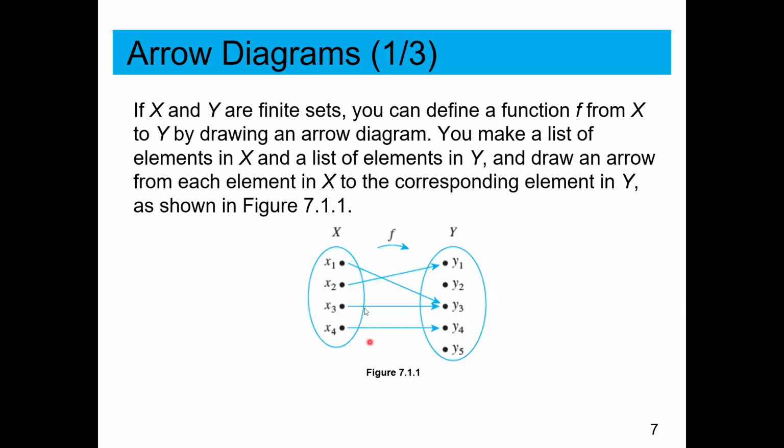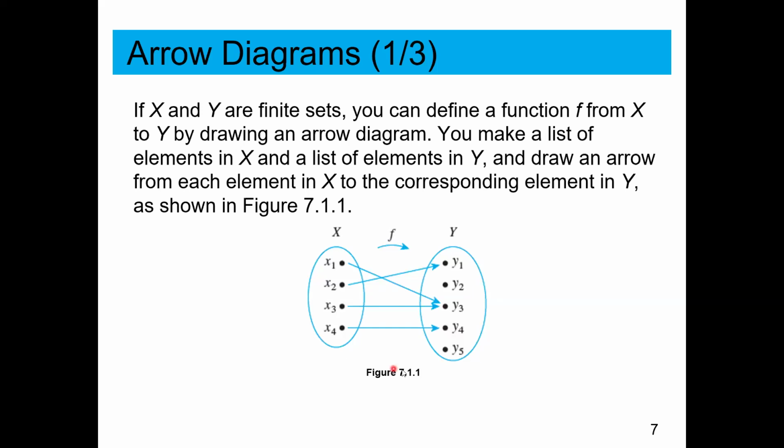This is a relationship. More correctly, this is taking a relationship of where does this x go? Well, this x, as we can see, goes down to y3. x2 goes up to y1. x3 goes to y3. x4 goes to y4. And we get this list. Now, this is a function.